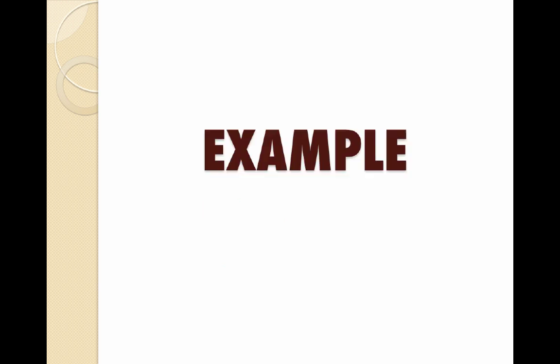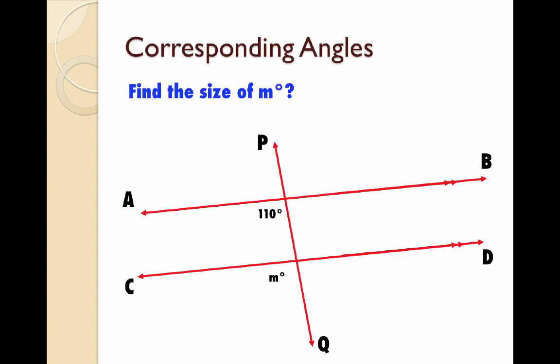Okay, let's have a look at an example. Here I have a pair of parallel lines AB and CD. I also have the transversal PQ. I'm told that this angle here is 110 degrees and this angle here is M, meaning I don't know what it is and I want you to find it out.